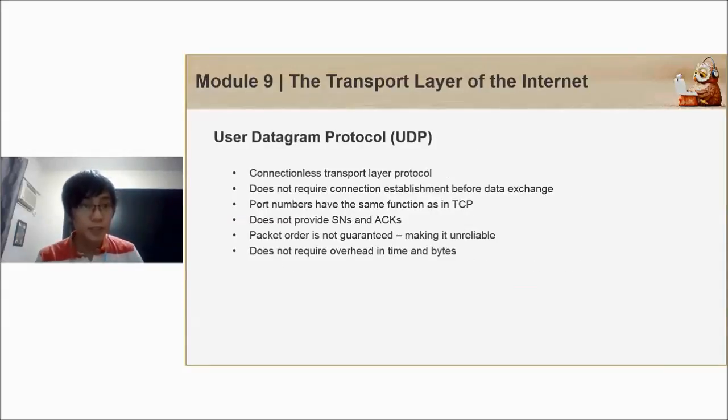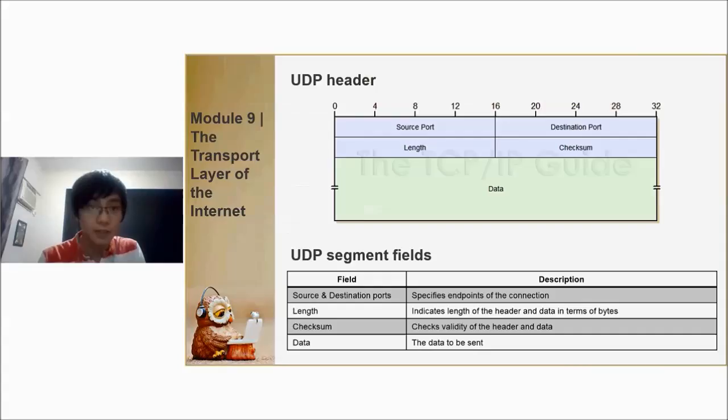Now we proceed with the User Datagram Protocol, or UDP. Unlike TCP, this one is a connectionless transport layer protocol, so it doesn't require connection establishment before data exchange commences. For port numbers, it has the same function as in TCP, but it doesn't provide SNs and acknowledgements. So packet order is not guaranteed, making it unreliable. The advantage, though, is that it doesn't require overhead in terms of time and bytes.